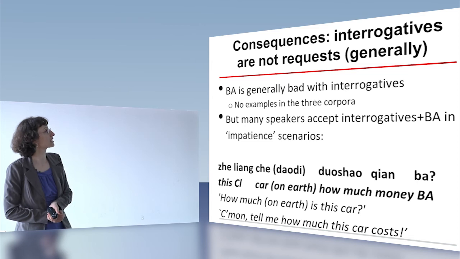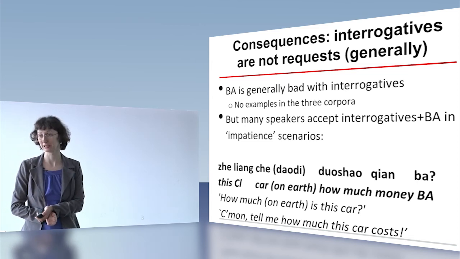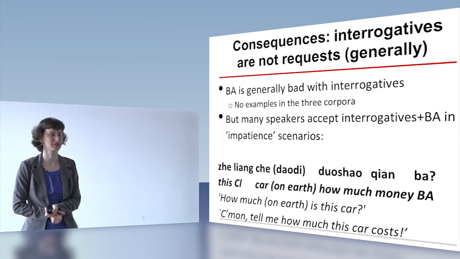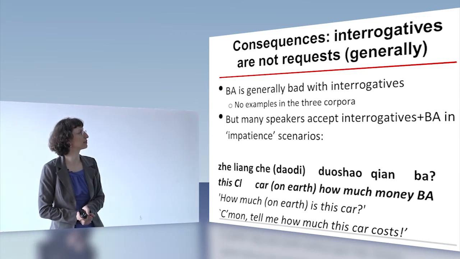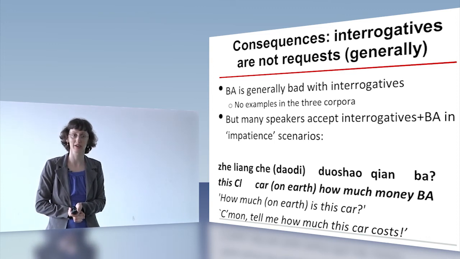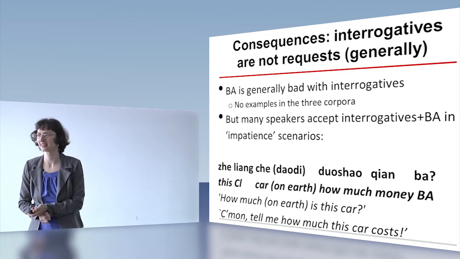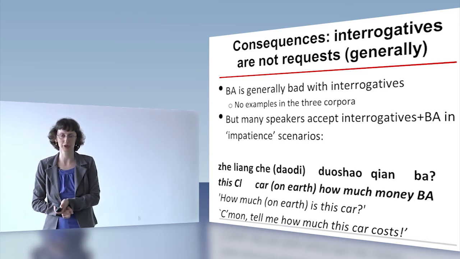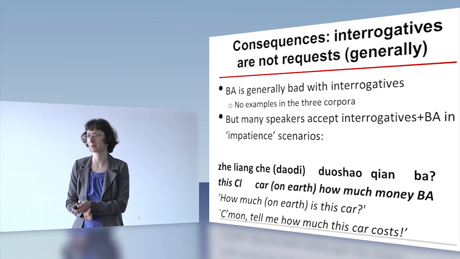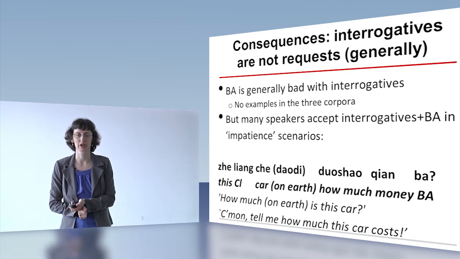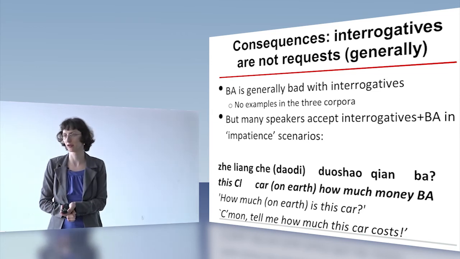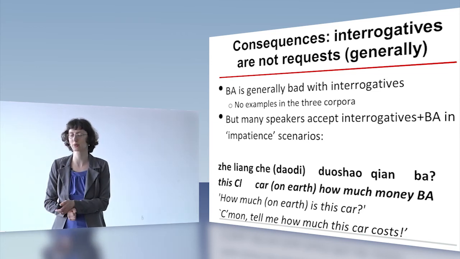Another consequence, interrogatives are not requests, generally. In general, okay, so bot is generally bad with interrogatives. It's actually completely ungrammatical with yes or no questions, unfortunately. And that is because it occupies the same syntactic position as the yes or no question particle ma. So you can't have both. Very strongly ungrammatical. But there are other ways of forming questions, so it's okay with WH questions.